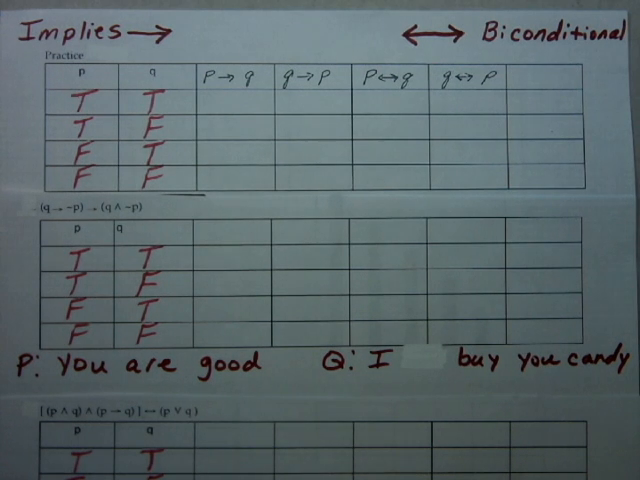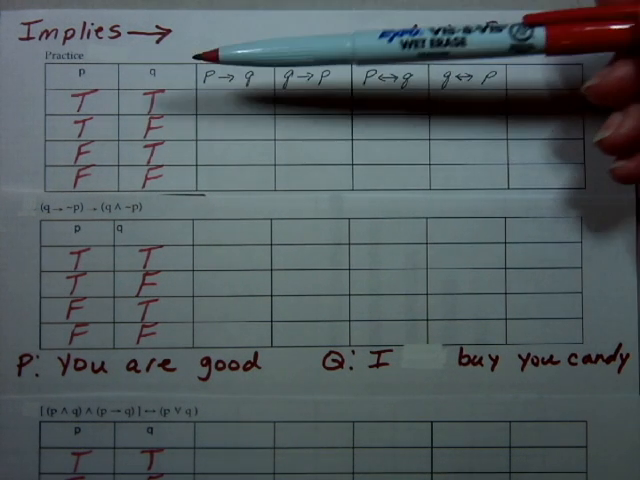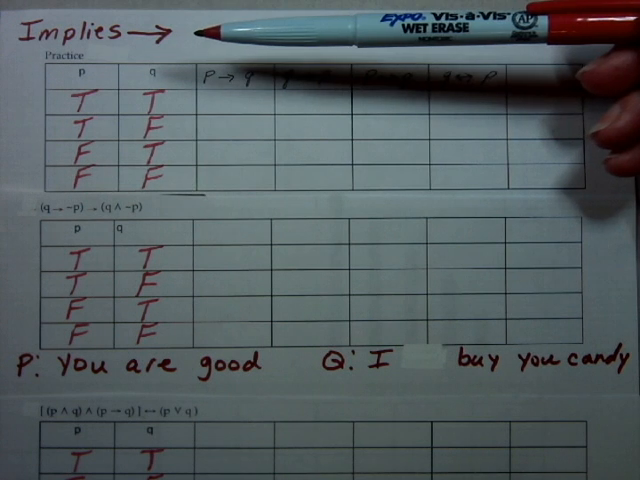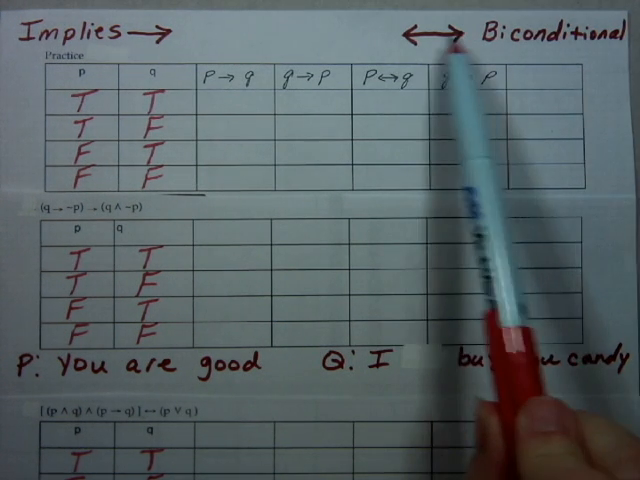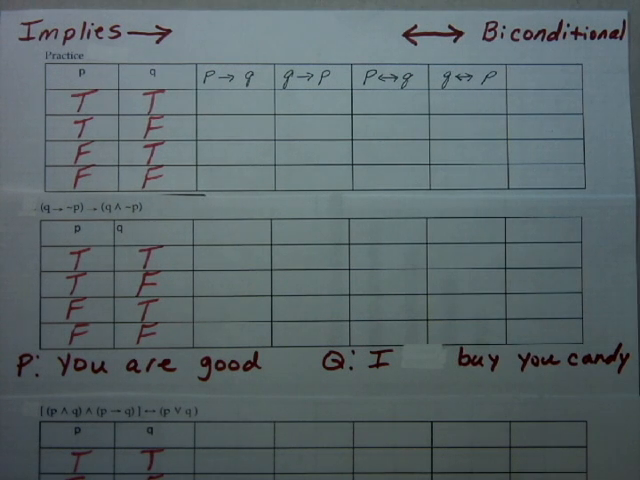In this video, I will be showing you how to make a truth table using some new mathematical symbols that go with logic. One of them is the implies symbol, which is a single-sided arrow pointing to the right. The other is a biconditional symbol. It's an arrow that goes both ways. That's how you remember it's biconditional.